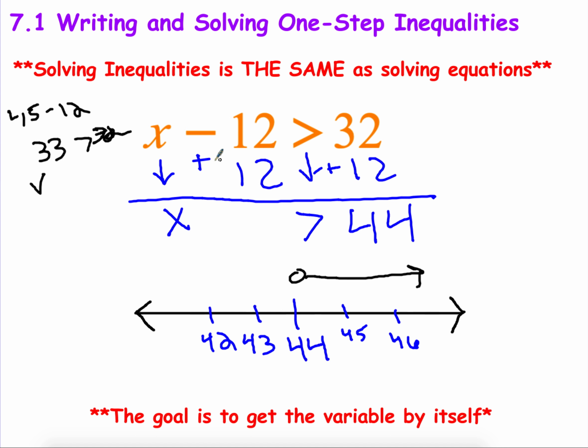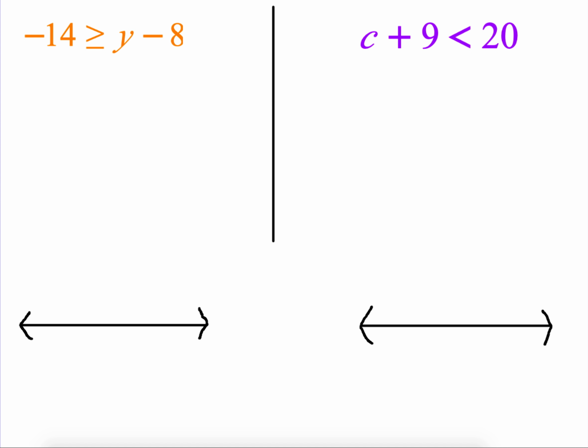And that's it. Really what you're doing is solving an equation, but instead of bringing an equal sign down, you're bringing an inequality symbol down. And then you need to show your solution on a graph. Let's look at a couple more. If you want to try these on your own, just because you've got equations down, I would pause it right now, try them, graph them, and then see how you do afterwards.